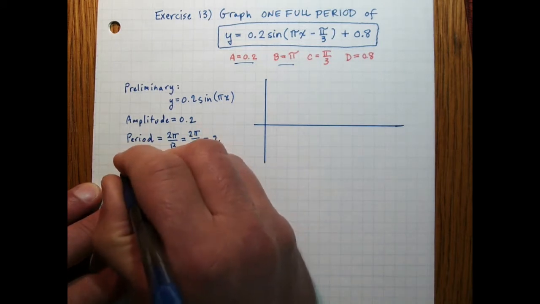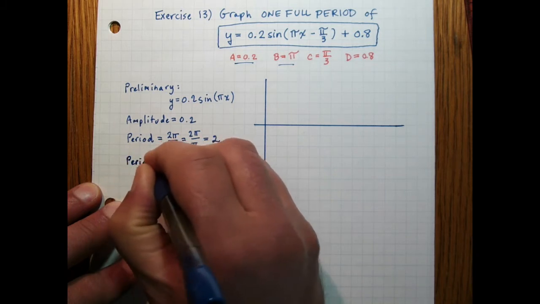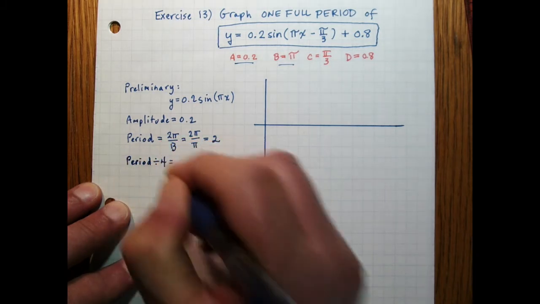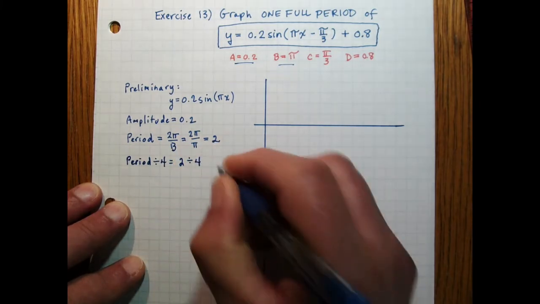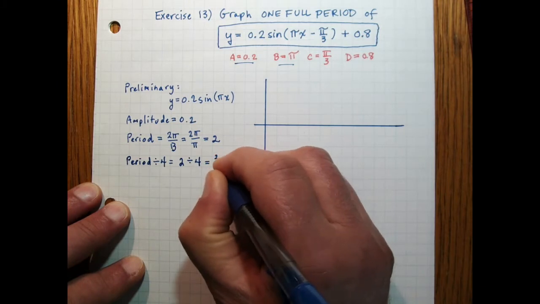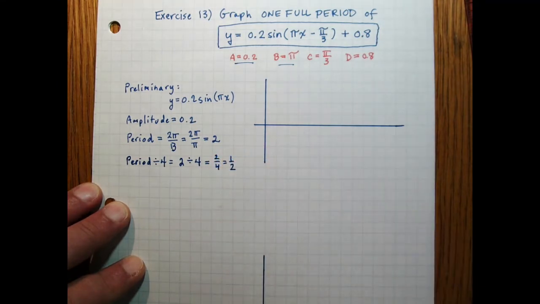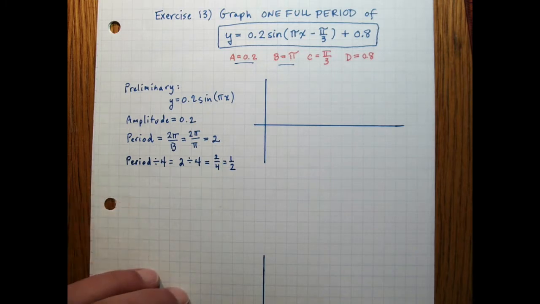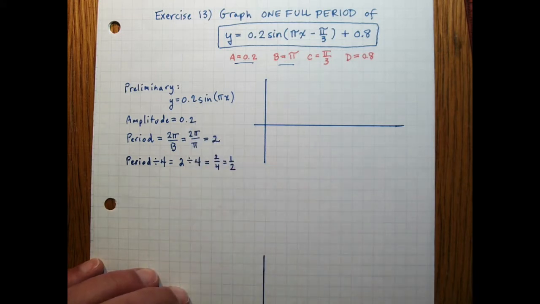And to get the important points, I want to take the period and divide by 4. So I'm going to take 2 and divide by 4 to get 2/4 or 1/2. Now let's go ahead and start graphing this preliminary function, y equals 0.2 sine pi x.